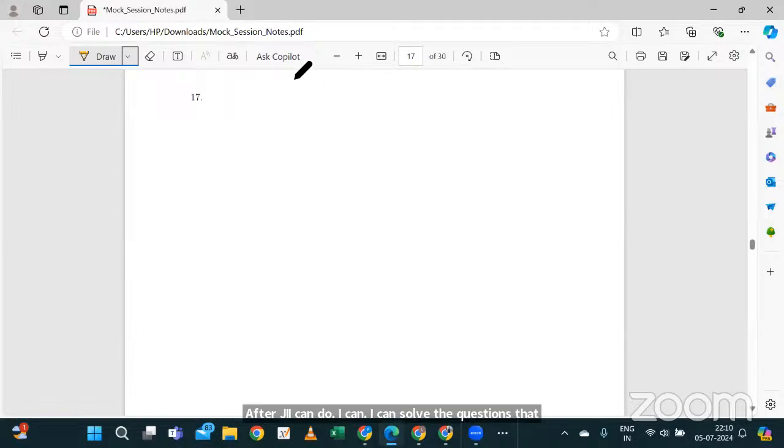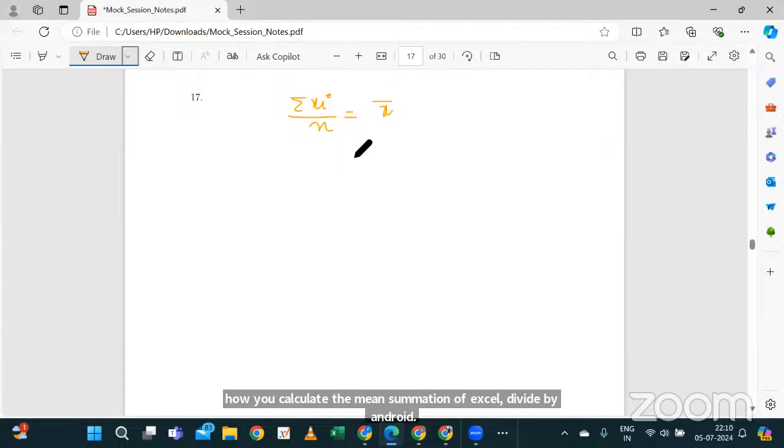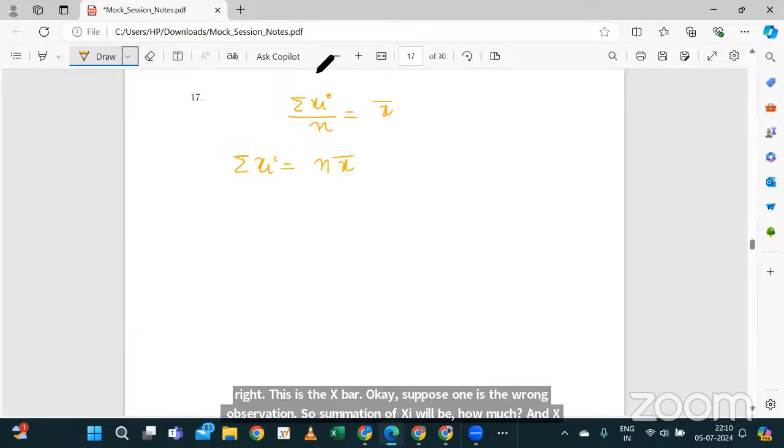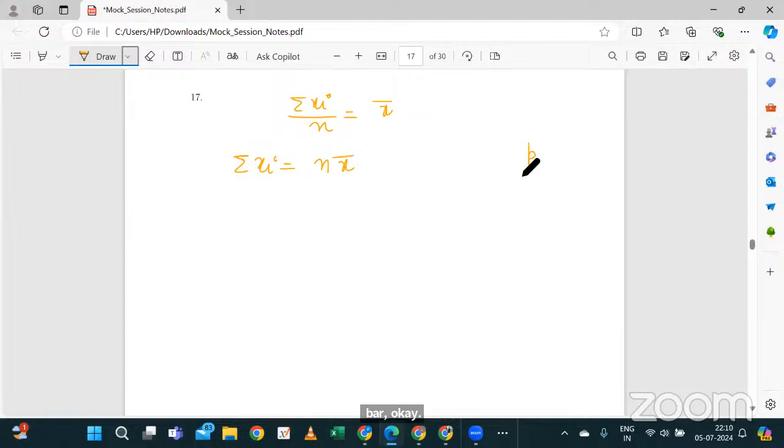For the mean, how will you calculate it? Summation of xi divided by n, right? This is the x bar. Suppose one is a wrong observation. So summation of xi will be n x bar. I'm just trying to explain in general. Suppose P is the wrong observation and M is the correct observation. So far so good. Suppose this M is wrongly noted as P.